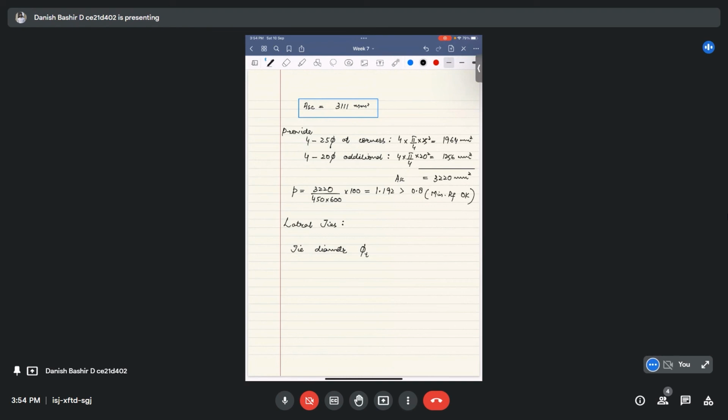25 by 4 comes out greater than 6. So let's go with this diameter, and now the tie spacing.